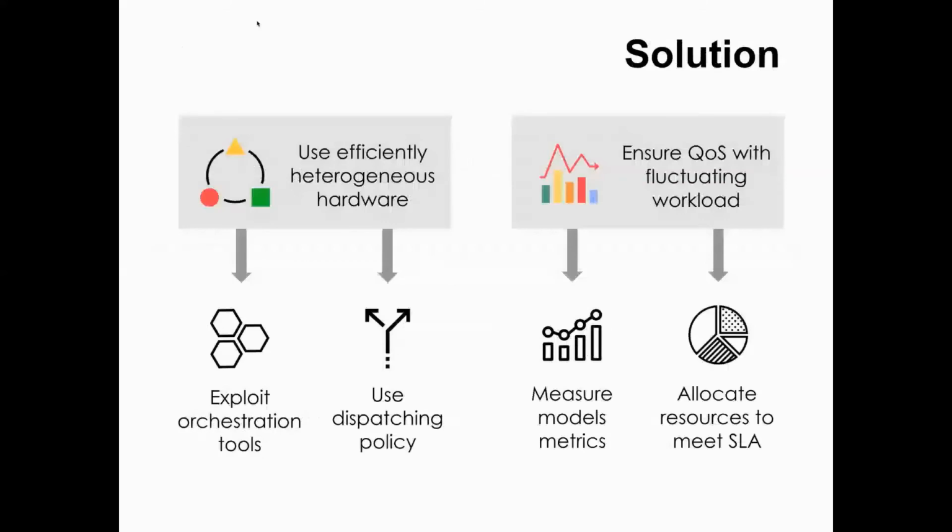So our solution basically wants to use efficiently the heterogeneous hardware that is available by exploiting orchestration tools. In fact, our solution is built on top of both Kubernetes and TensorFlow. And we use a dispatching policy in order to select the best device for each request. And also we keep the response time in control by, of course, monitoring some metrics for each running app, and we allocate resources at a fine granularity in order to meet the SLAs.